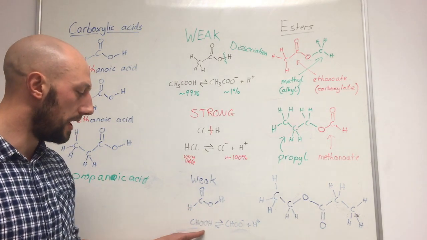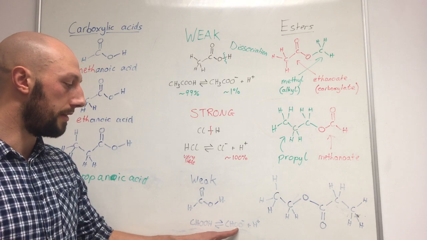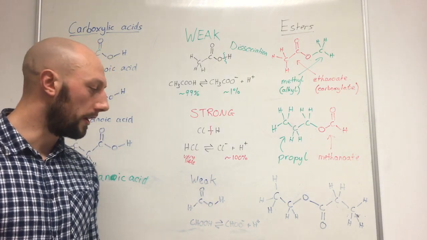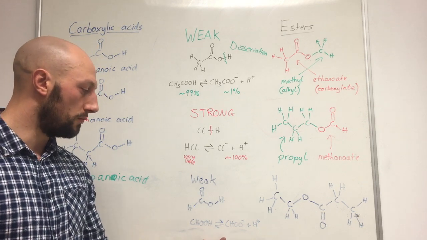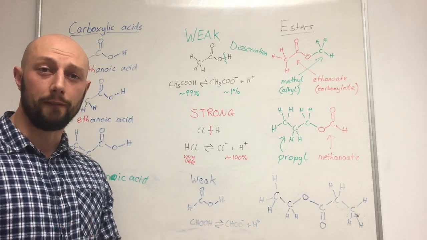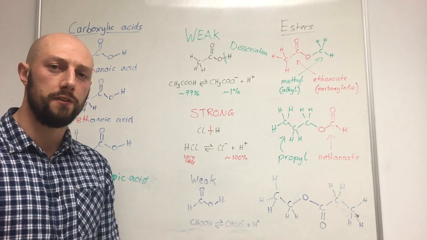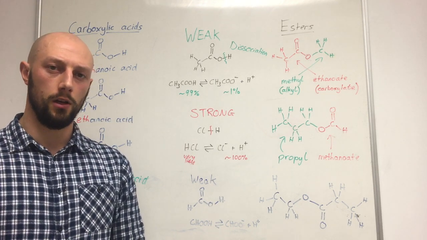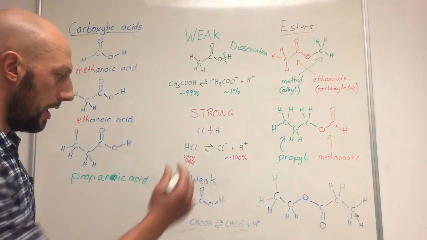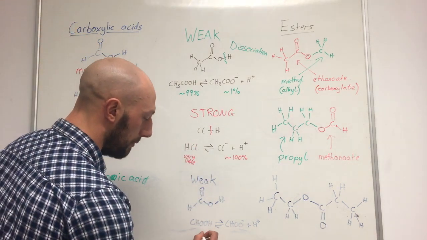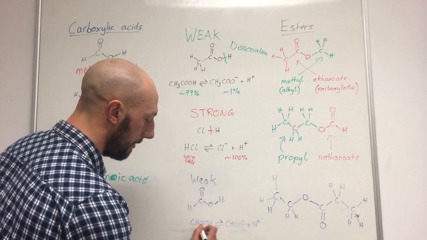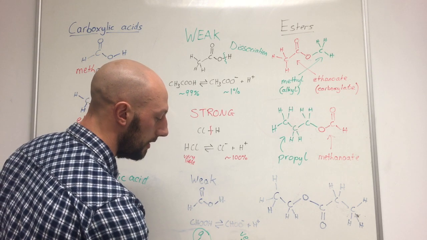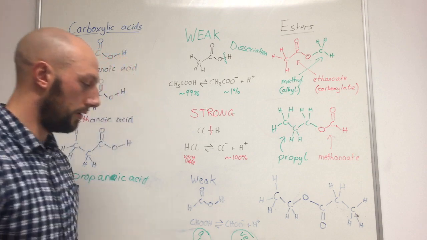I've written the equation here. Methanoic acid producing methanoate and a hydrogen ion. I want you to pause the video and write down which of these sides would we have a lot of in the equilibrium and which of them would we have very little of. I'm about to show you the answer. Because it's a weak acid, we would have a lot of the methanoic acid and we would have very little would dissociate to produce the hydrogen ions.